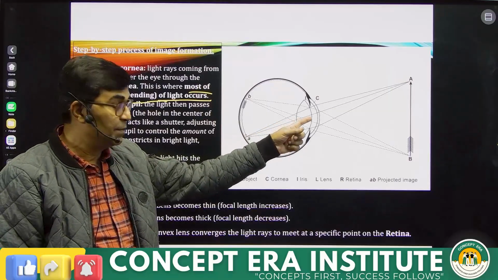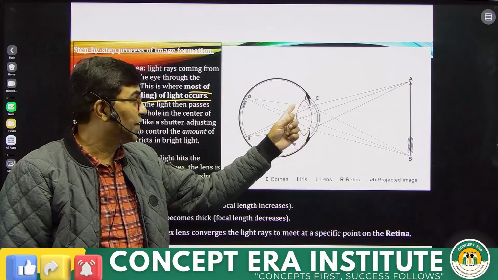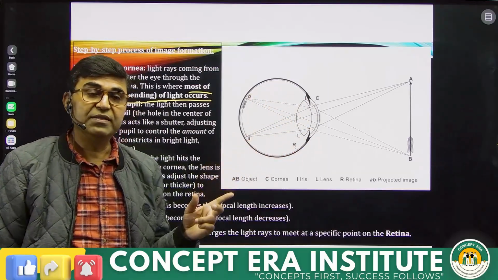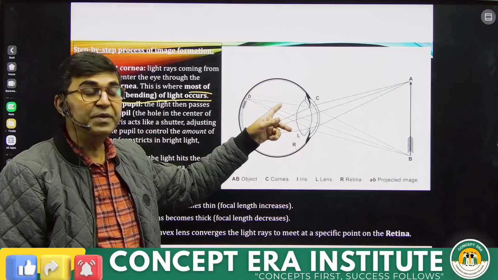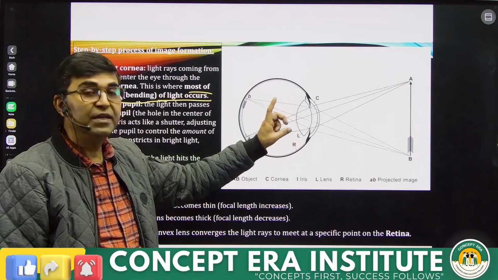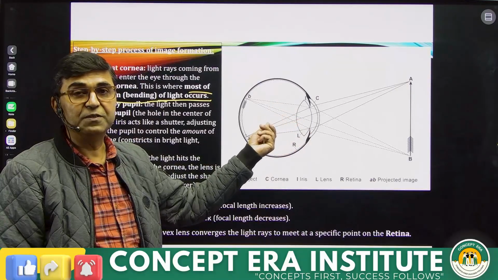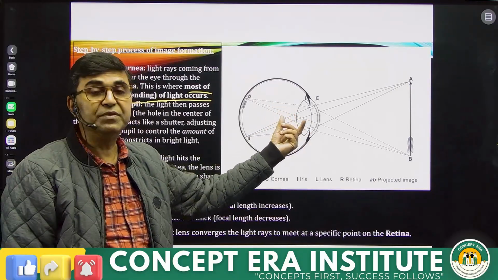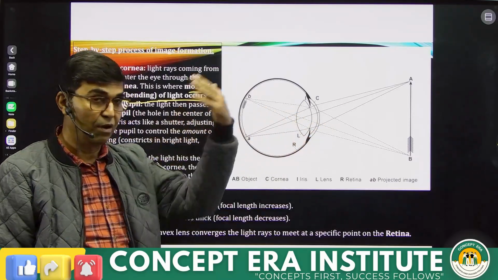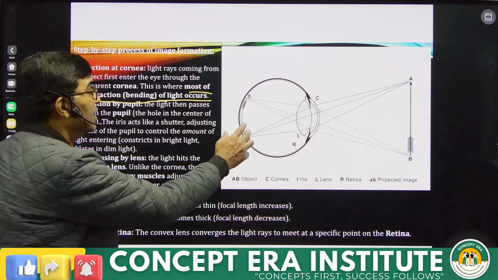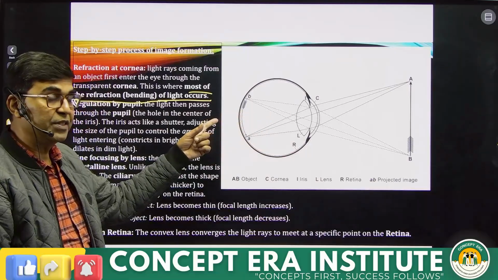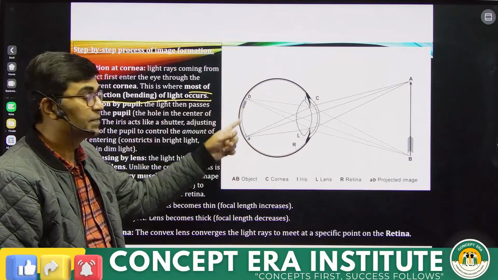After the light passes through the pupil, it is refracted by the eye lens. Now, unlike the normal lens, the eye lens is flexible, as you have been told before, and the ciliary muscles change the curvature of the lens. So, the lens can become thick or thin depending on whether the object is near or far away. After that, the light gets focused on the retina.